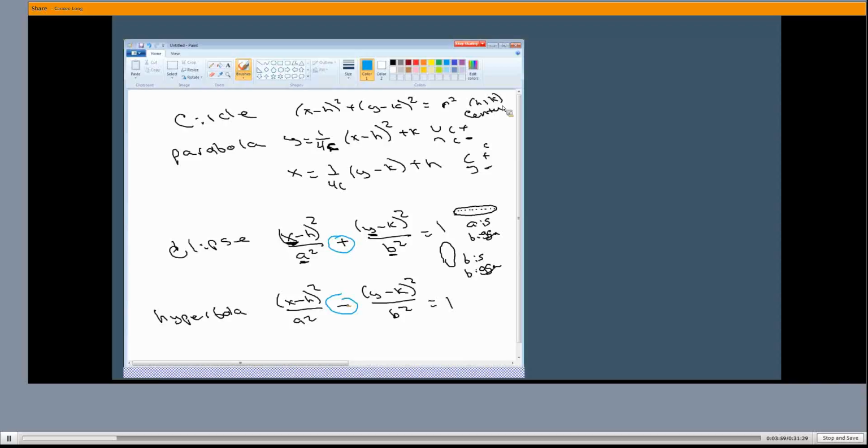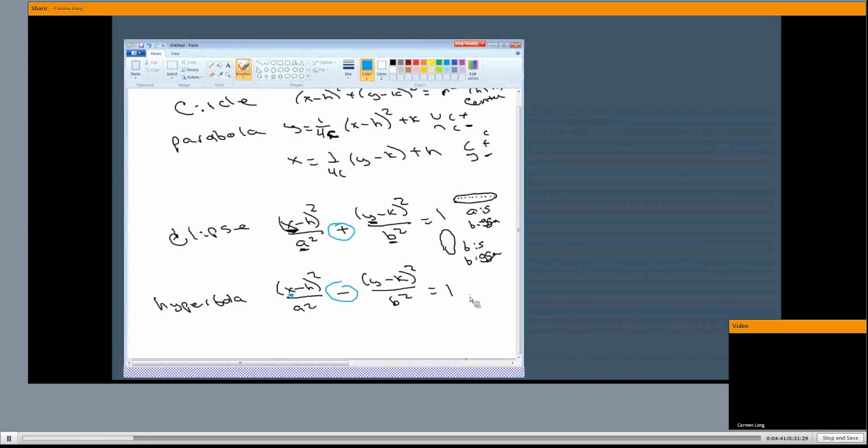So the thing that's important to remember about the hyperbola shape. All right, let's see, do I have some more space? Can I go down a little bit? This hyperbola shape, because the x is first, it opens this way because the x is first. The hyperbola that opens the other way looks like this: (y minus k) squared over a squared minus (x minus h) squared over b squared equals 1.